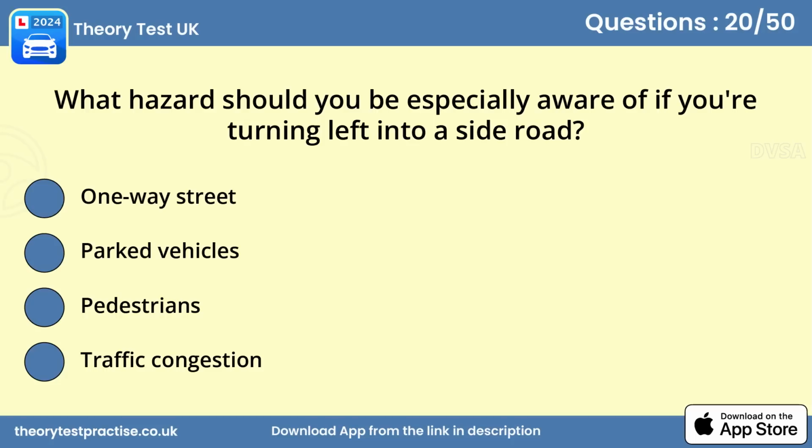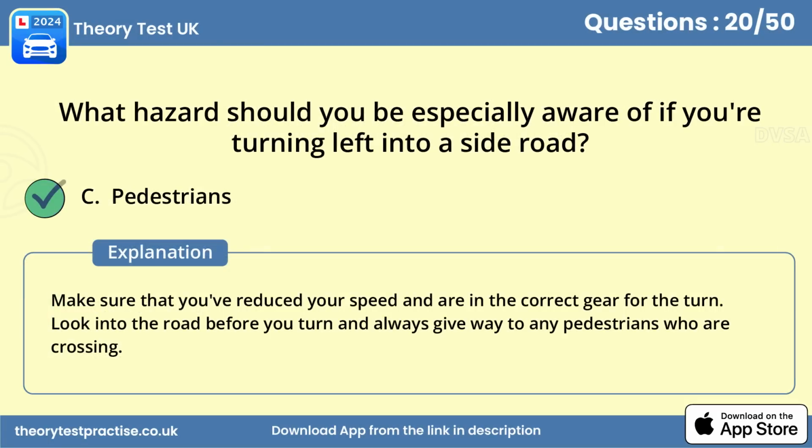Question 20. What hazard should you be especially aware of if you're turning left into a side road? C. Pedestrians. Make sure that you've reduced your speed and are in the correct gear for the turn. Look into the road before you turn and always give way to any pedestrians who are crossing.